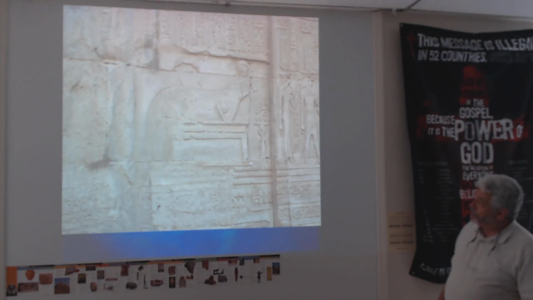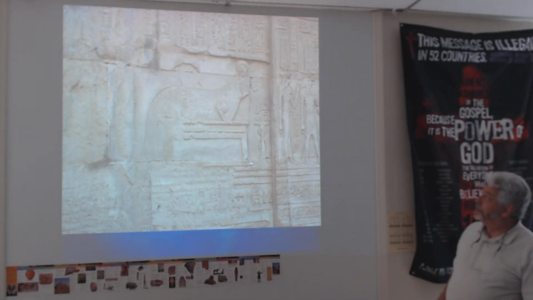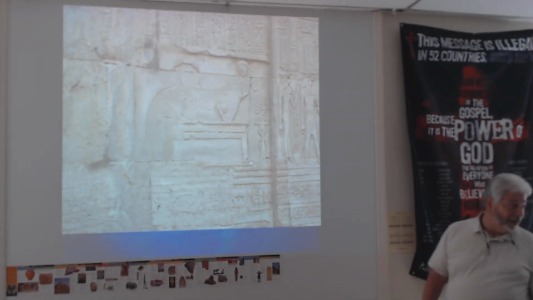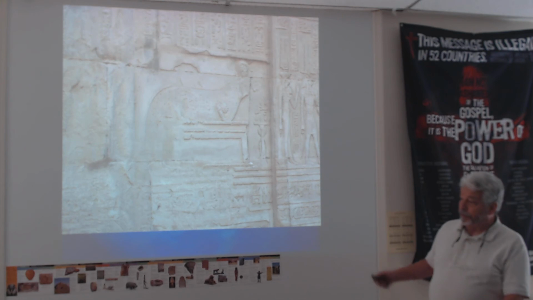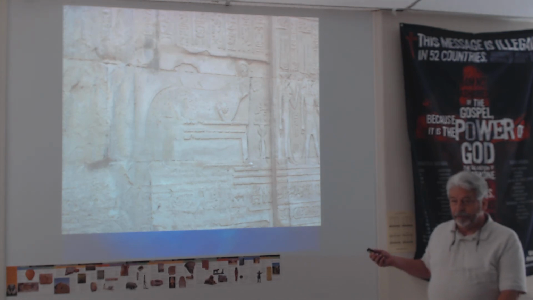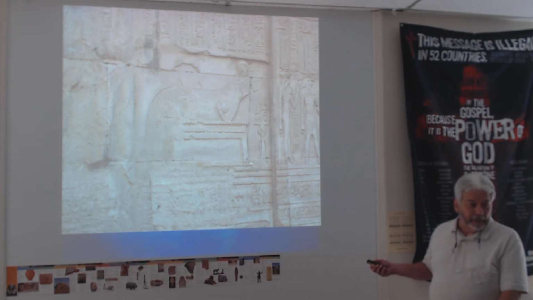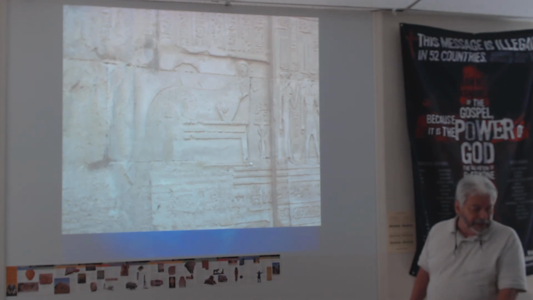Can you tell what that is? It's kind of hard. No, you're close. Look at the snout here. A crocodile, yeah. And so this is a crocodile on an altar. We actually went to a temple that was dedicated to the crocodile god, and they mummified the crocodile, and they always kept crocodiles in this place outside the temple.